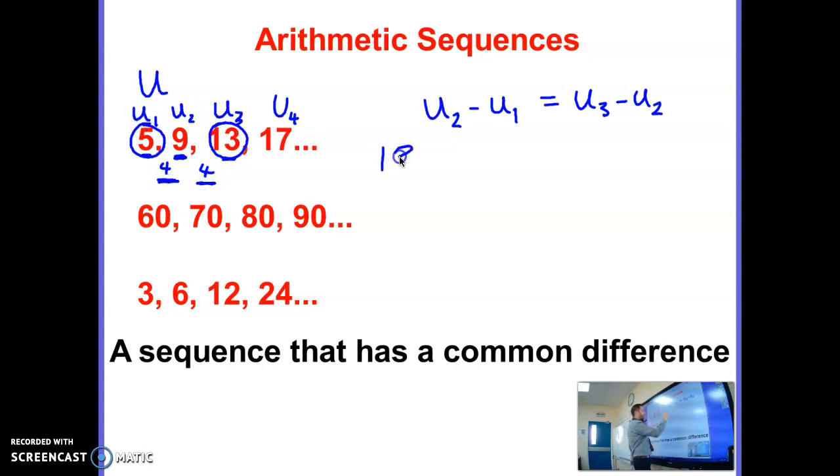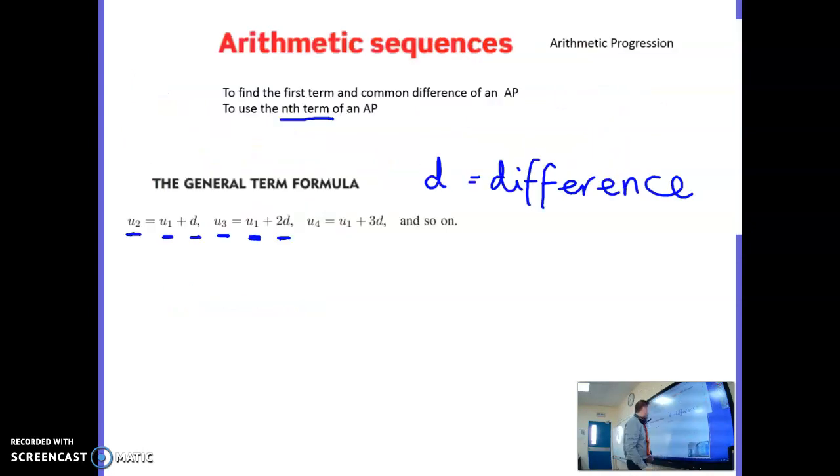So 13, that U3, is equal to 5 plus 2 times 4. Well, that definitely is true. 5 plus 8 is 13. We can carry that on throughout the whole sequence and work out that the fourth term is equal to the first term plus 3 lots of the difference, etc.